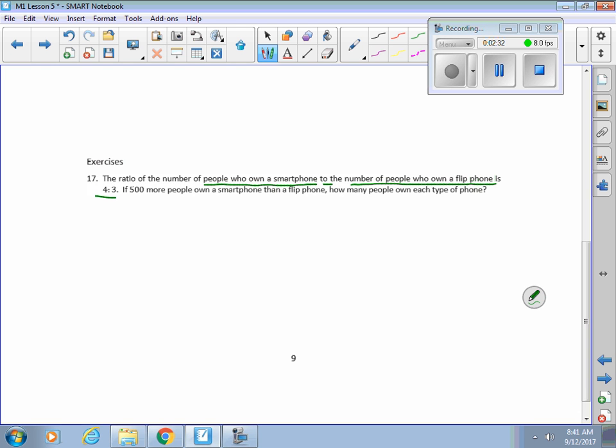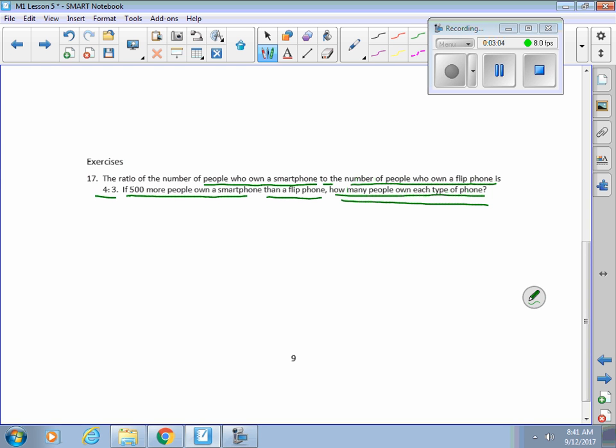What's important to underline in that next section? Yes, go ahead, Joe. How many people own each type of phone? Very good. So we've got to figure out how many smartphone owners there are, how many flip phone owners there are. And there's one more piece of info that is very important. Zoe, go ahead. If 50 more people own a smartphone than a flip phone. Right, it's 500, but yep, if 500 more people own a smartphone than a flip phone.